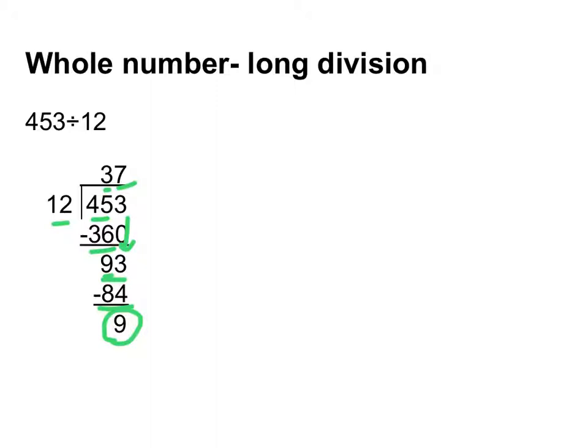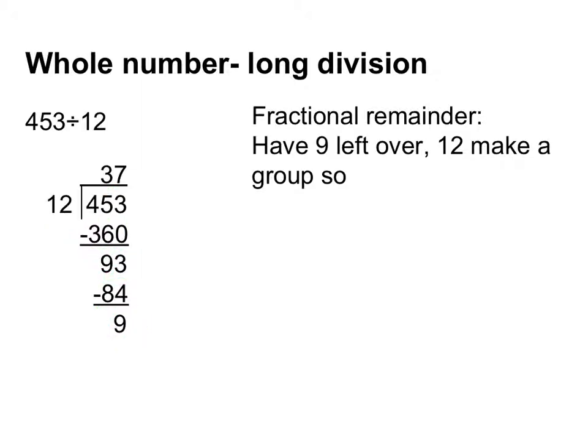Well, 9 isn't big enough for 12 to go into. So now I need to figure out what to do with that remainder. I have 2 options. One, I can do a fractional remainder and think, hey, I have 9 left over and 12 make a group. That's what we were talking about with the area and the sets, so nothing new there. That tells me the answer is 37, that was the whole number part, and 9/12. I had 9 pieces left over, and 12 pieces would make a new group, so I have 9/12 of a group left.